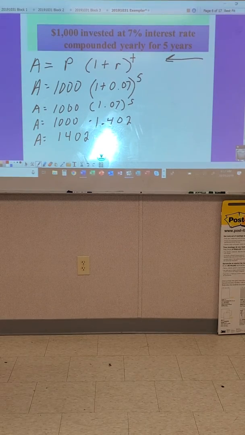So there we go. That is how you calculate the total value of an investment that pays compound interest if you know the rate and you know the time period. And the time period associated with the rate is the time period that you use as the exponent.